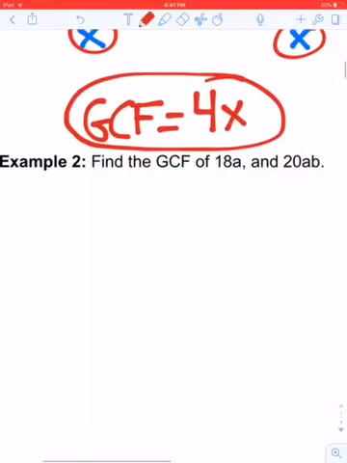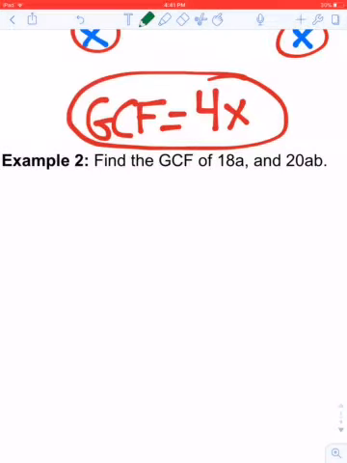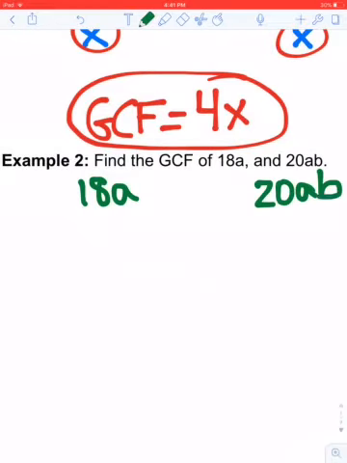Now we can scroll down to the next one. We can take a look. It says, what is the GCF of 18a and 20ab? So I can write 18a on this side. We can write 20ab on this side. And we can start factoring.